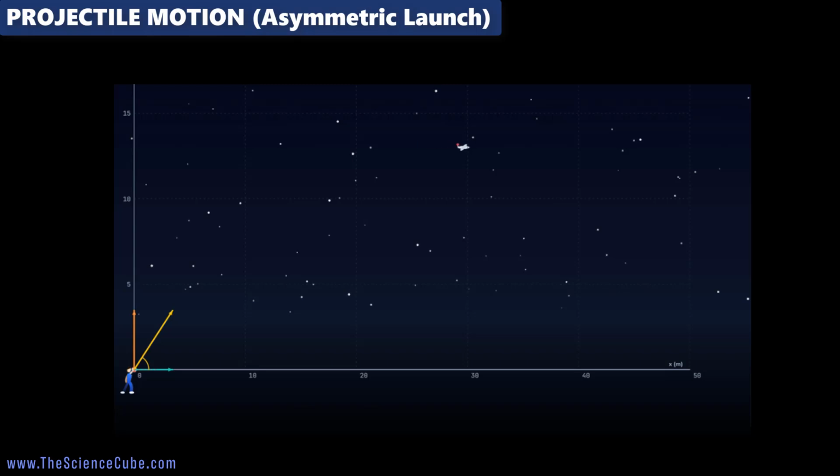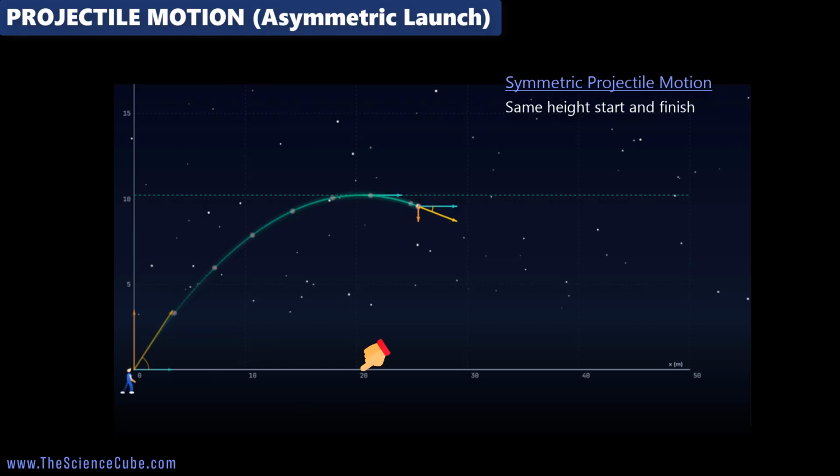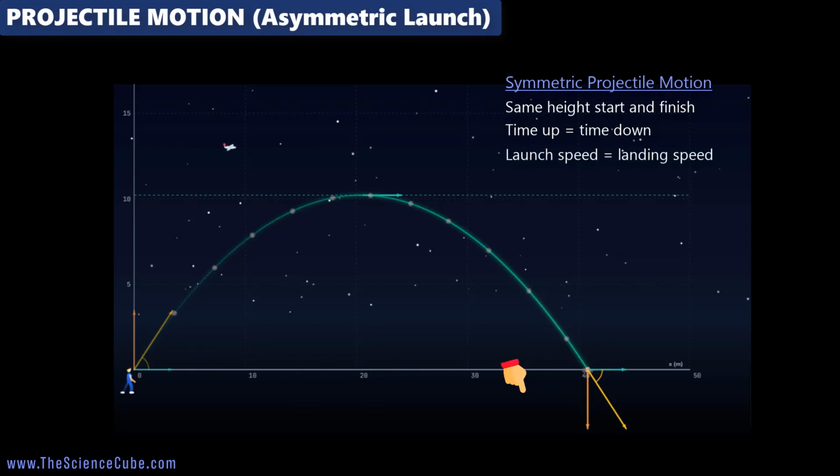All right, so in the last lesson, we did projectile motion the clean way. Ball goes up from the ground, comes back down to the ground. Same height start, same height finish. The time going up equals the time coming down. The launch speed equals the landing speed. The launch angle equals the landing angle. Everything mirrors itself across the peak, nice and symmetric.